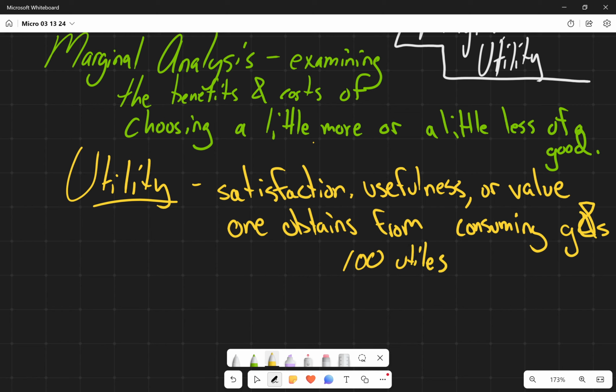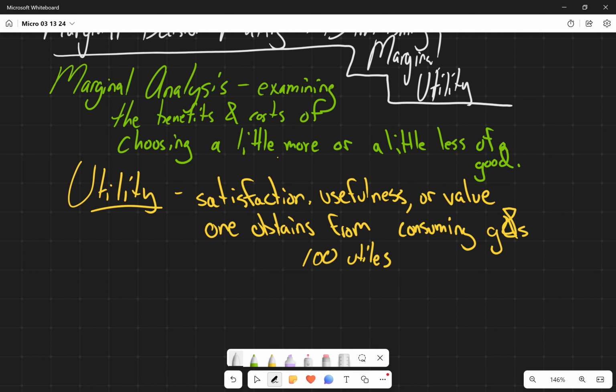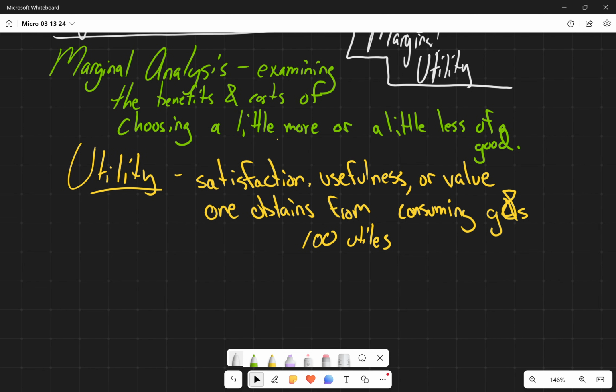Well, this whole situation of how many utils it is purely subjective. Something that could give me 100 utils could give you 3 utils. Something that could give you 1,000 utils could give me 10,000 utils, right? Now, the reason why we have this is because, yes, it is subjective from person to person and context to context, but it's a useful tool when we're talking about the next concept, which is that of a law, right?